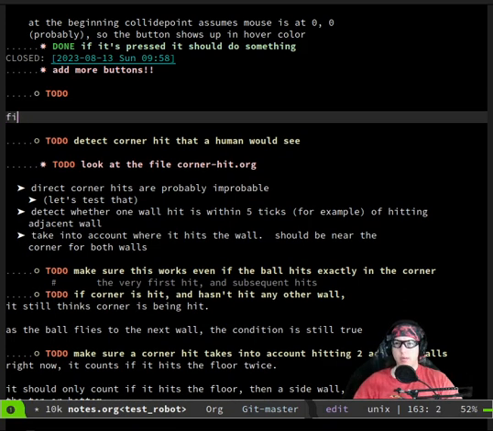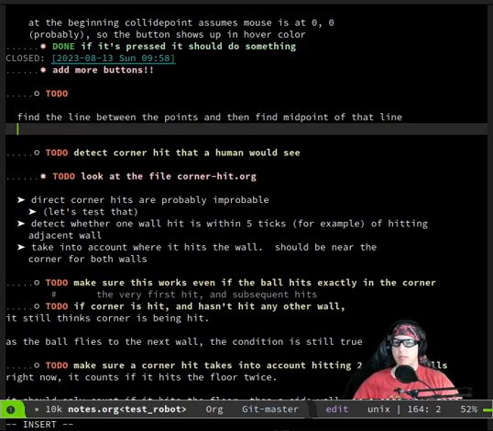Okay, what did you say? Find the line between the points, and then you would find the midpoint of that line. Oh, of that line. Did you say anything else? That midpoint would just, I'm pretty sure that midpoint would be where it hit the wall.